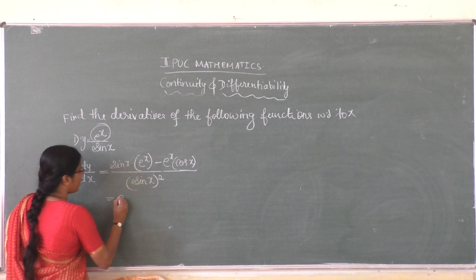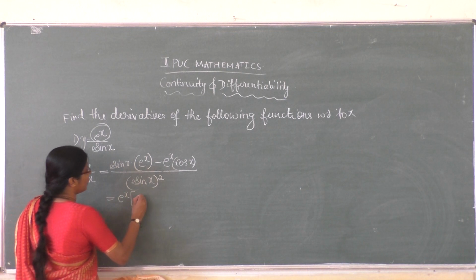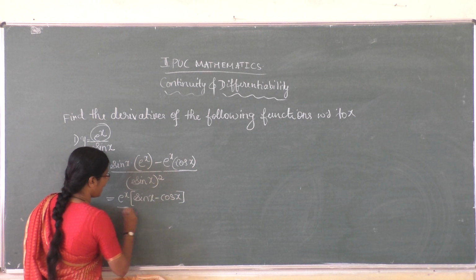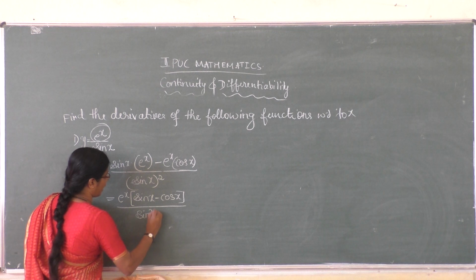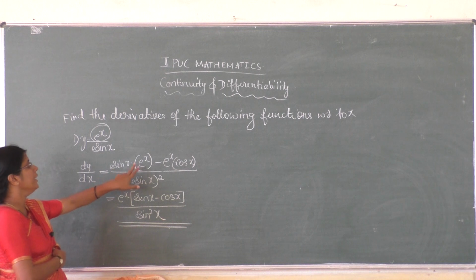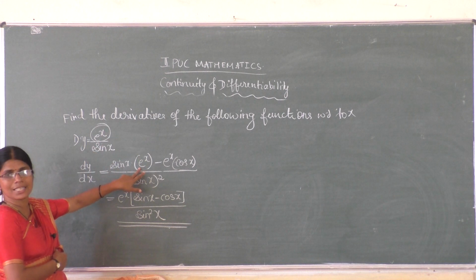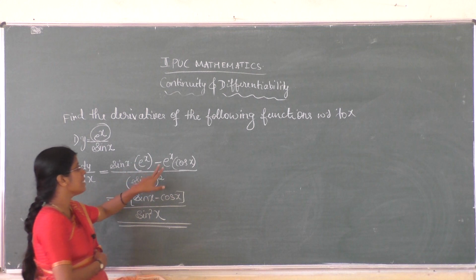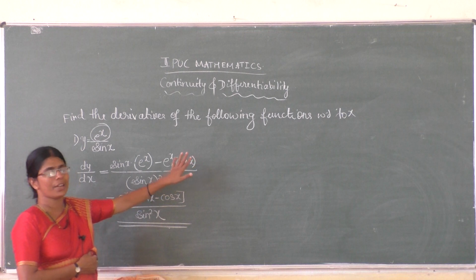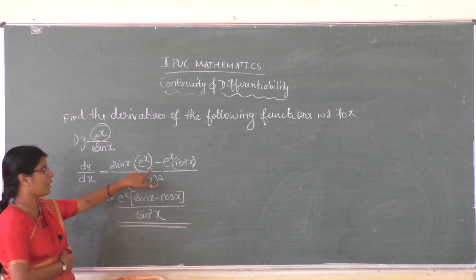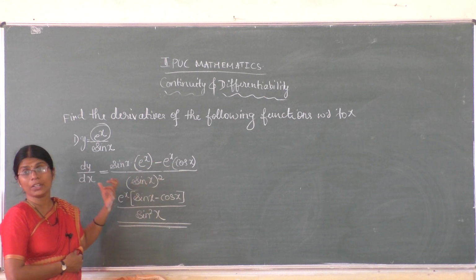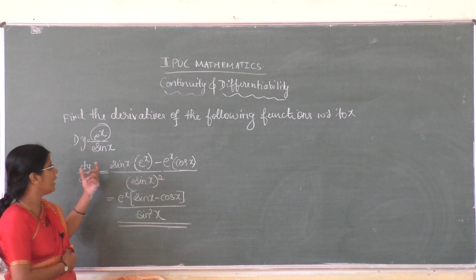Then this is nothing but, you can take e to the power x common here, sin x minus cos x divided by sin square x. Okay. So sin x into derivative of e to the power x is e to the power x itself minus e to the power x into derivative of sin x, that is cos x. We are not using that d by dx of e to the power x, d by dx of sin x, all that things, okay, because already you studied quotient rule in first PUC, therefore here we are taking directly.